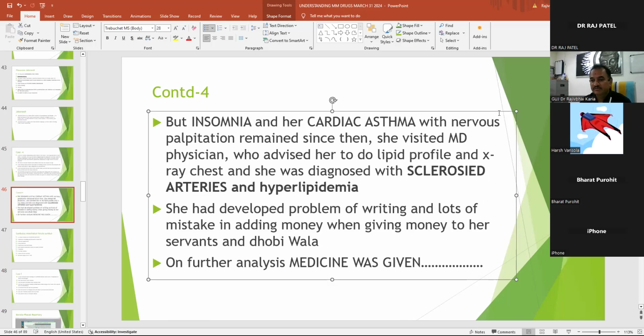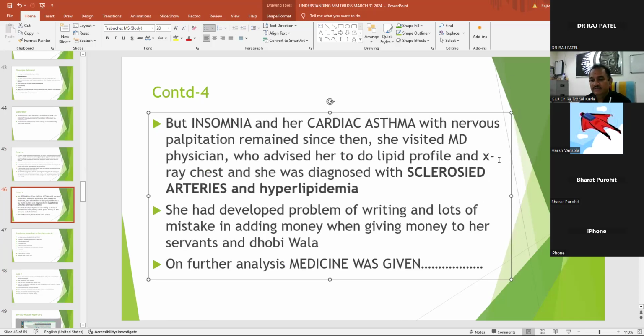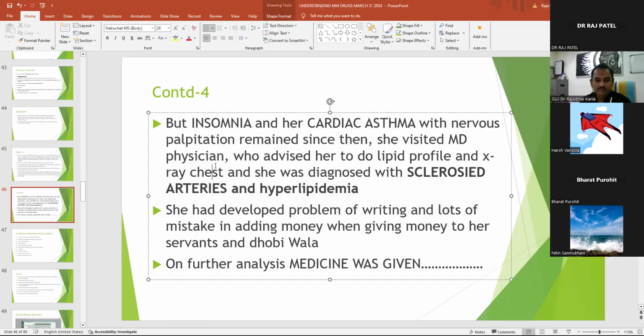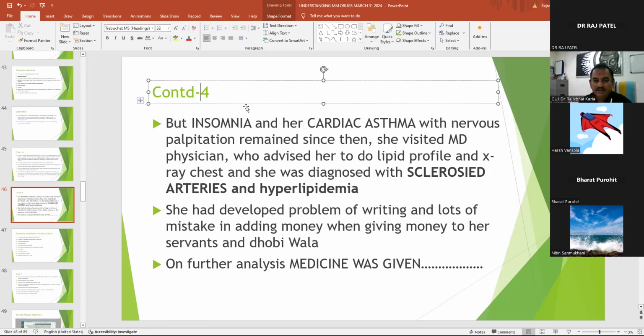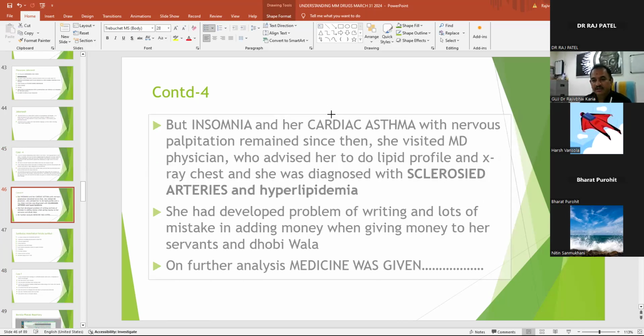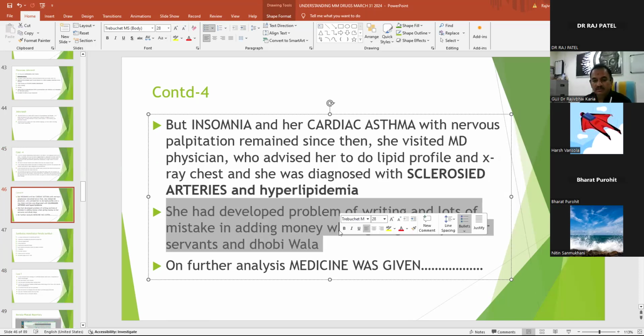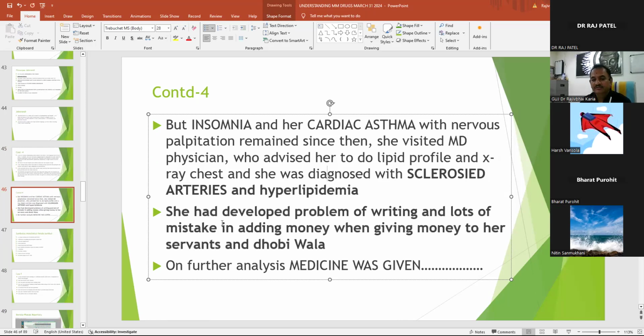What is the remedy? Who will tell me the remedy? Crataegus. Okay, good. Any other remedy? Good. Anything else? This is very characteristic of this remedy. Developed problem of writing and a lot of mistakes in adding money when giving money to her servant and the washerman. This is the tissue remedy for sclerosed artery.